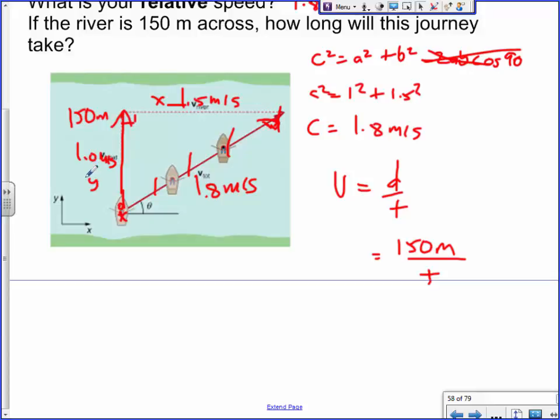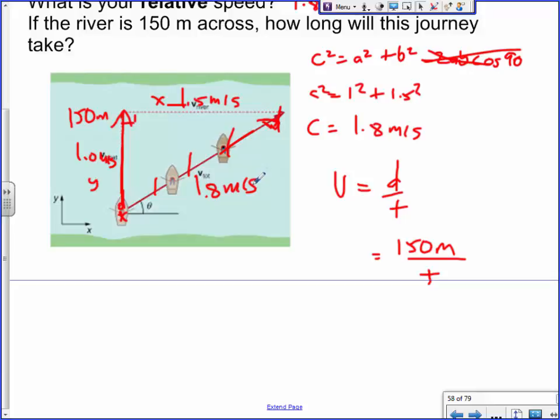Really key point here, then. When you're working with formulas, you have to use x values with other x values, y values with other y values. You can use hypotenuse values with other hypotenuse values, but you can't mix them. Does that make sense? You can't use a y distance with an x velocity. That just does not make sense, right? You can't use a y distance with a hypotenuse velocity. If we happen to know what this hypotenuse was, we could have used the 1.8.